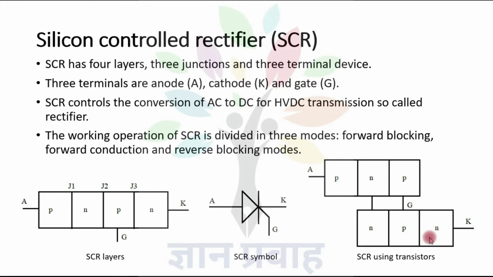And the working of the SCR is divided in three modes, and these three modes are forward blocking mode, forward conduction mode, and reverse blocking mode. So current conduction is possible only in forward conduction mode. In forward blocking and reverse blocking modes, there is no current conduction, or SCR is in off state for these two blocking modes.